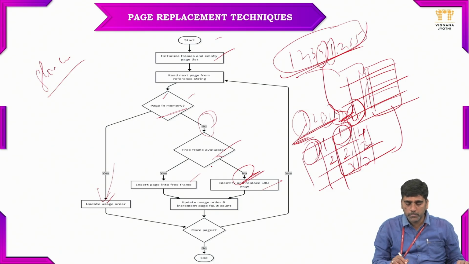If a free frame is available, insert the page into the free frame, update the usage order and continue the process. If more pages are available, do the page replacement process continuously until the page string has been completed, right? So like this we have to understand the flow chart.